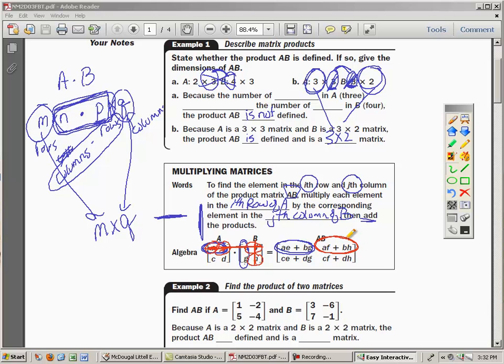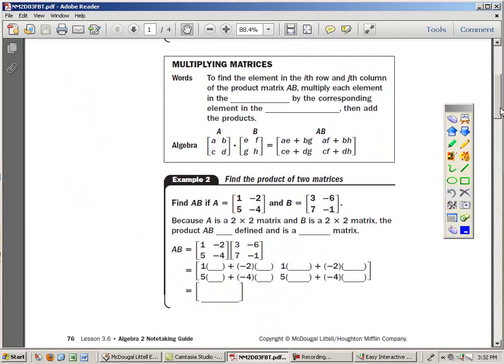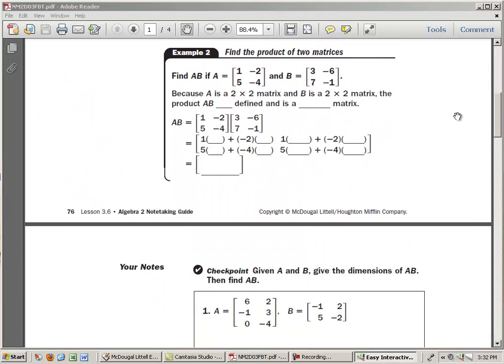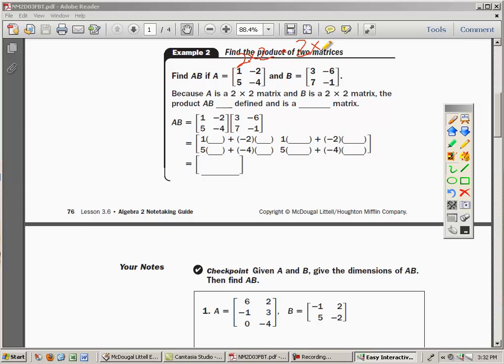And so there's where you get AF plus BH. Now listen, this is not something that's very easy to talk about when you're using variables, so let's get right into a real example and see if we can make some sense of this. First of all, we need to determine, is this product possible? You're multiplying a 2 by 2 by a 2 by 2. Since those numbers match, the result is going to be a 2 by 2 matrix.